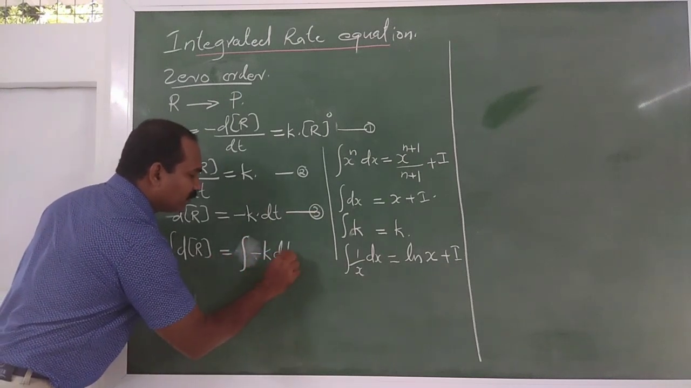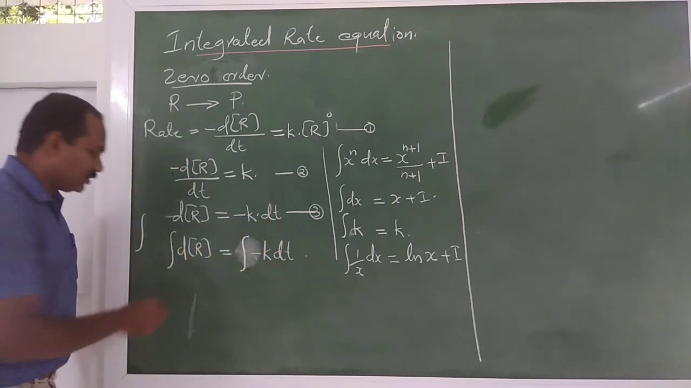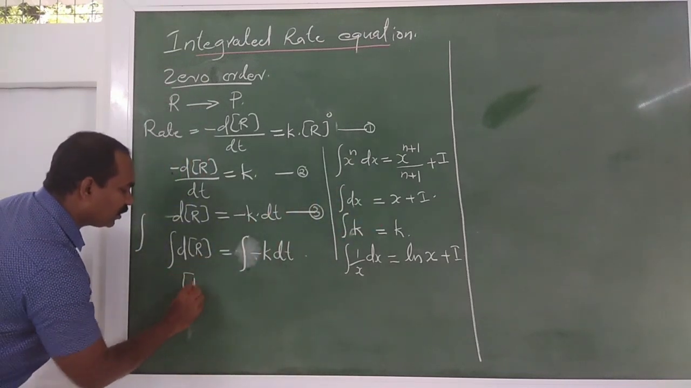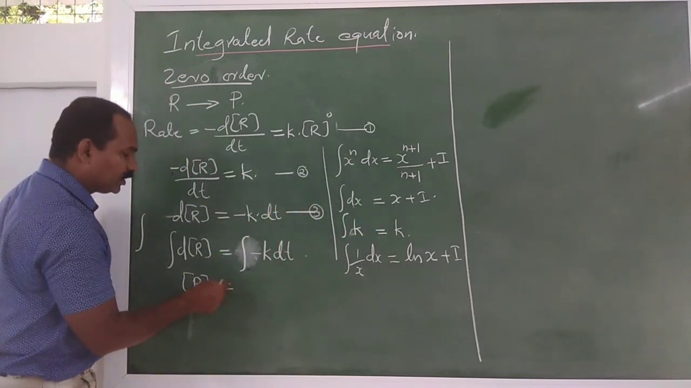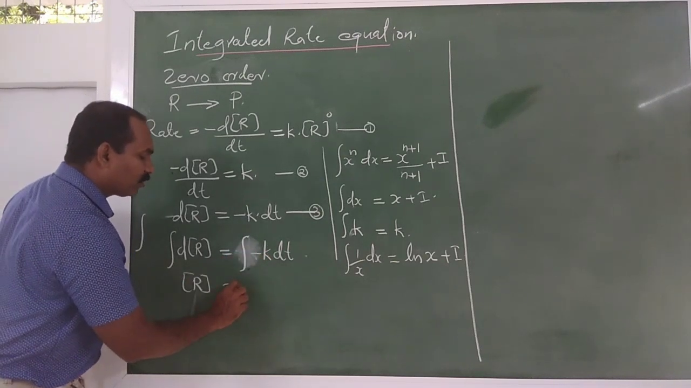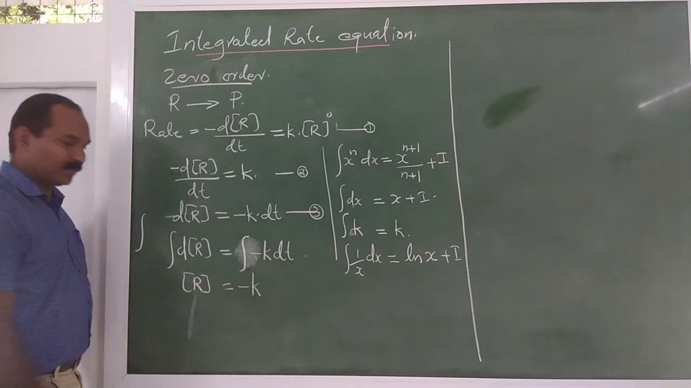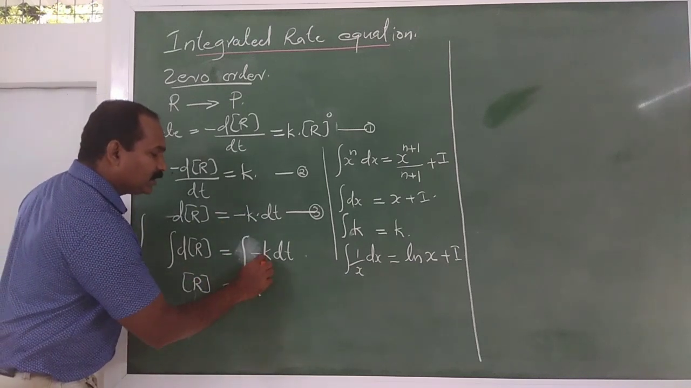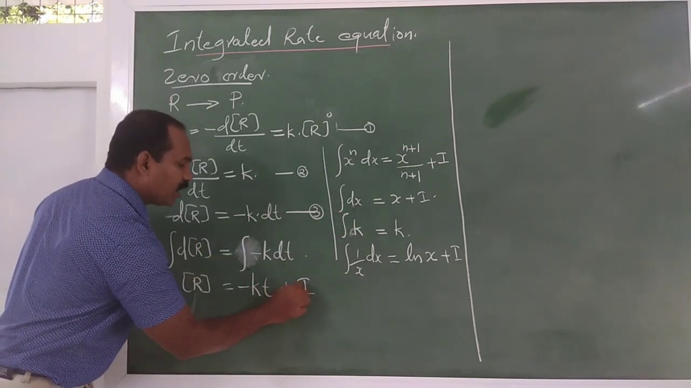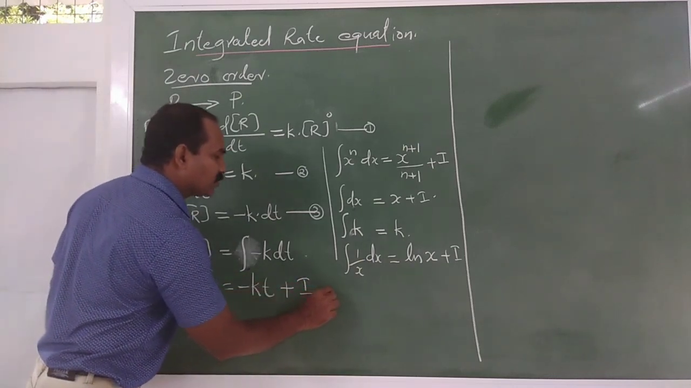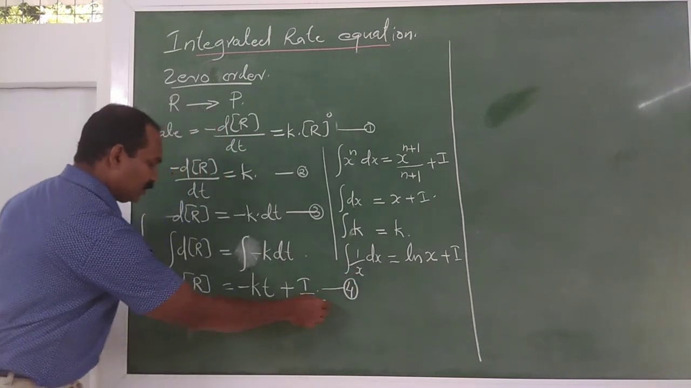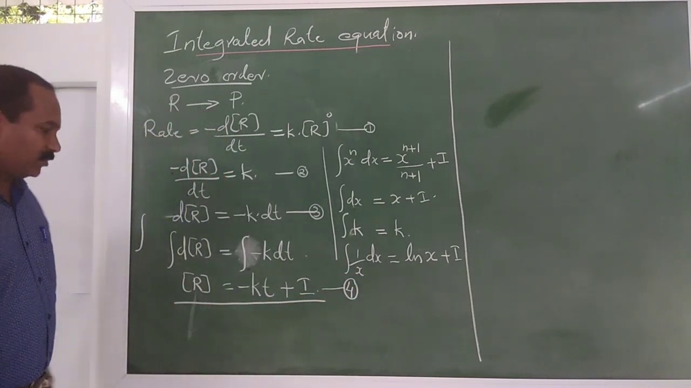Minus k dt. On integration, integral dR is equal to the concentration of R. Integral of a constant is the constant itself. Then integral of dt is t plus I. What is I? The integration constant. This is equation number 4.